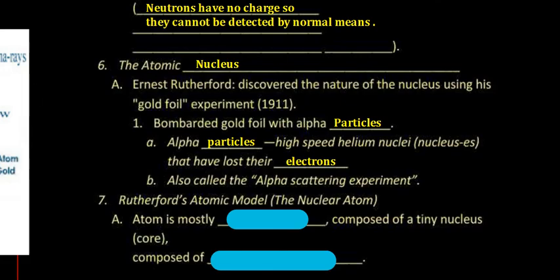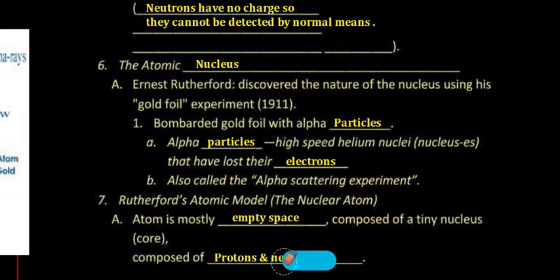So once we discovered the nucleus, Rutherford posited his nuclear model of the atom. And it starts with this. The atom is mostly empty space. It's mostly empty space and is composed of a tiny nucleus, which is the core of the atom, and it is composed of protons and neutrons. Now, actually, at the time, he didn't really have protons and neutrons in mind, because he didn't know what they were. But he just knew that there was a positively charged nucleus, and he said that they were composed of nucleons. And we discovered later that the nucleons were both protons and neutrons.